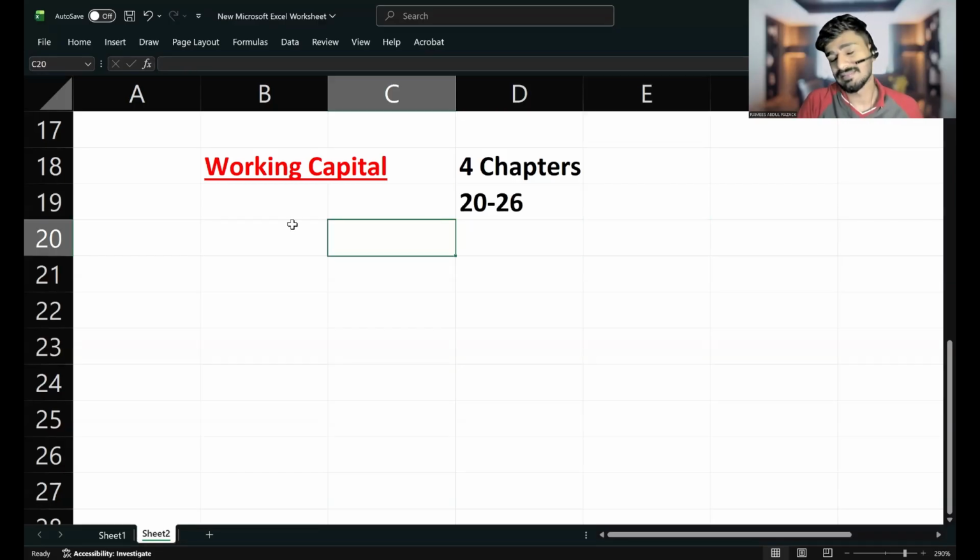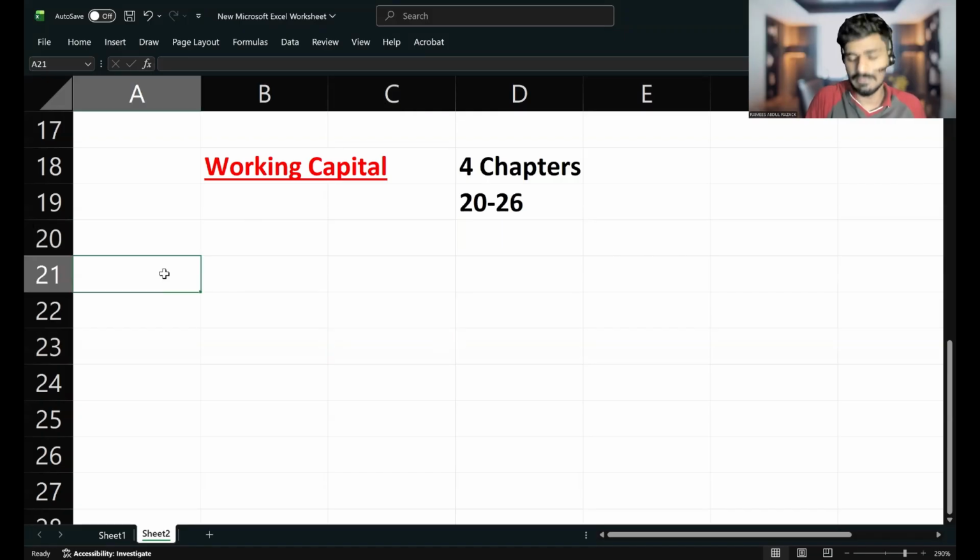So as I said, there will most probably be a question in Section C, though I am not sure. Apart from that, you can also expect MCQ questions. Maybe a maximum of 3 MCQ questions can be tested from working capital. So you can expect a maximum of 26 marks from working capital.